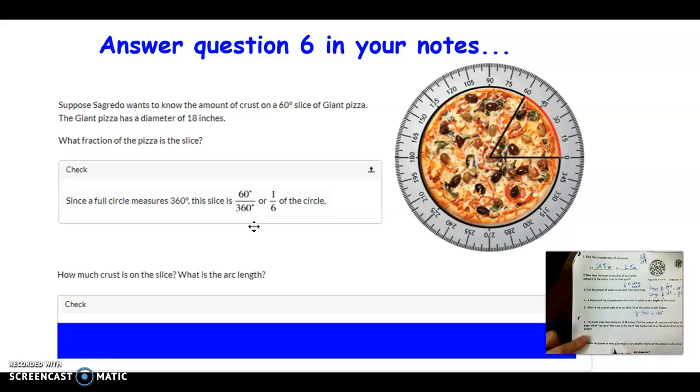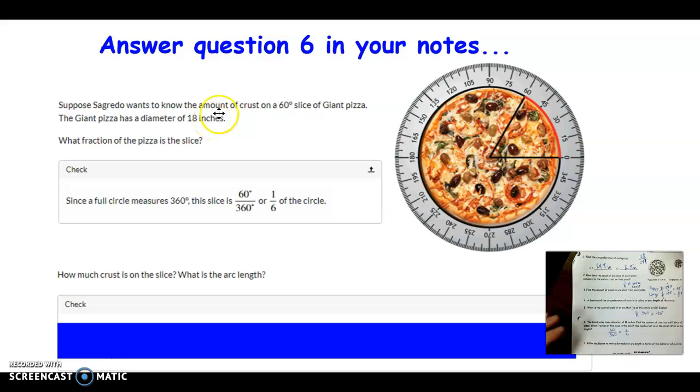So that is question 6. Part of it, 60 degrees out of 360 degrees, simplifies to 1/6. That's our fraction. So how much crust is on the slice? So remember, that's going to be how much of the total crust of the whole pizza, which is the circumference of the pizza. We already found the circumference, or actually we didn't for the giant, but what would it be if the diameter is 18 inches?